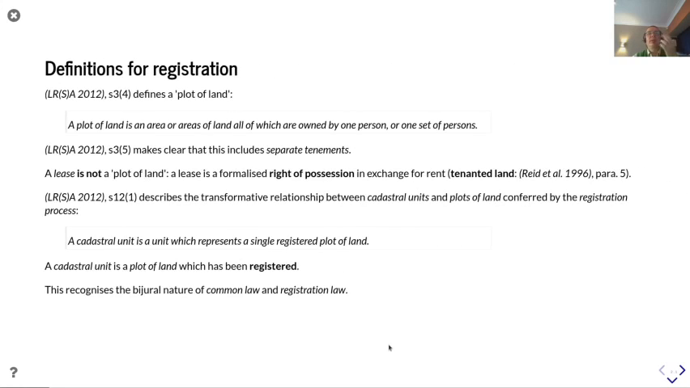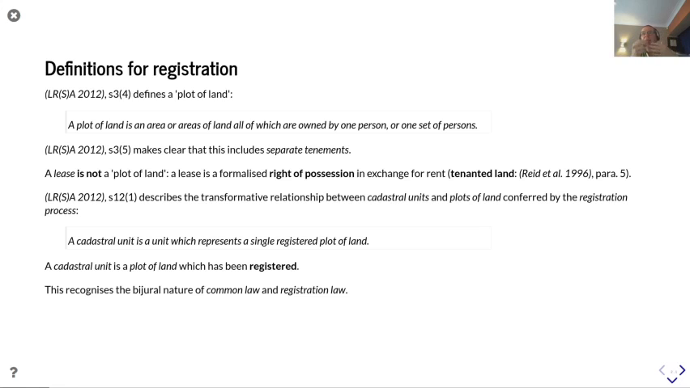So in the 2012 Act, section 3.4 defines a plot of land. A plot of land is an area or areas of land, all of which are owned by one person or one set of persons. That seems quite reasonable and a good place to start. Section 3.5 makes clear that this includes separate tenements, so volumes of space can equally be owned by one person or one set of persons.